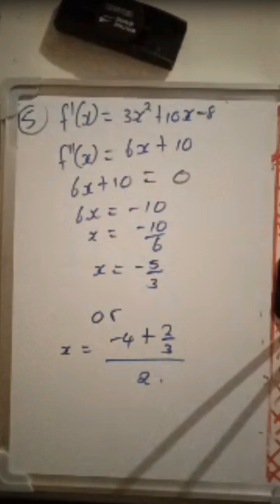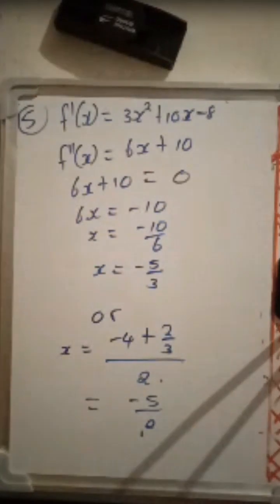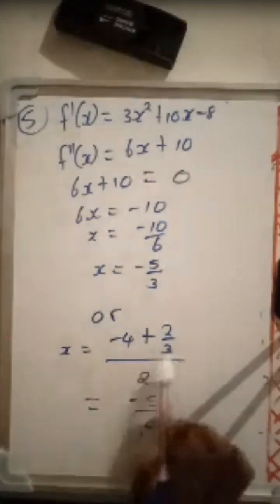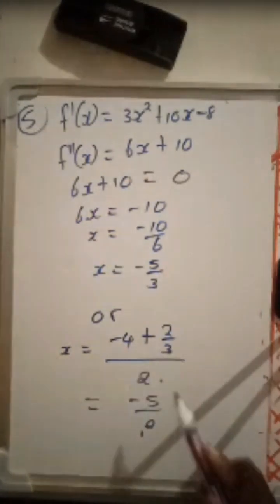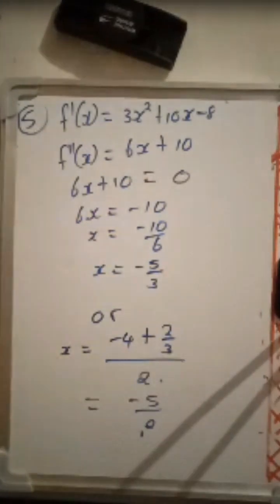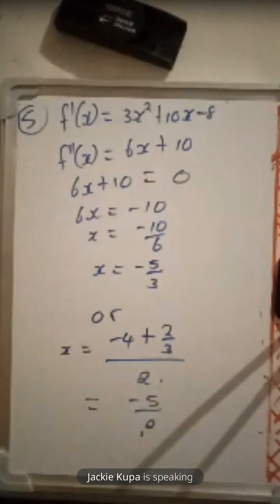Negative 4 plus 2 over 3 is equal to the answer divided by 2. You still get negative 5 over 3. We take the x coordinates of the turning points and divide by 2. So it's like the midpoint between them. Sorry, sir, it is negative 5 over 3, not over 2.